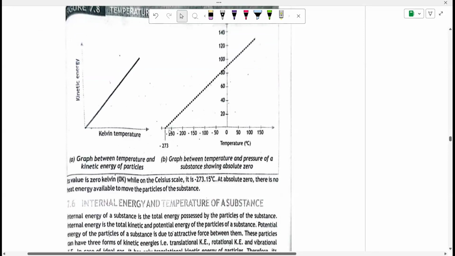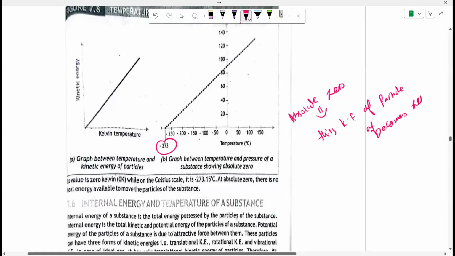And -273 degree C, जो -273 degree C का temperature होता है, that is known as absolute zero. At this temperature, the kinetic energy of the particle ceases. Becomes 0. ठीक है.